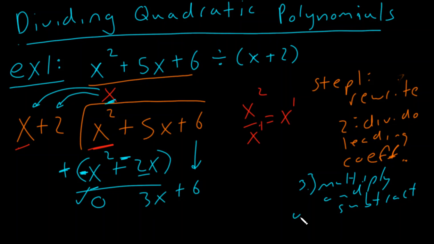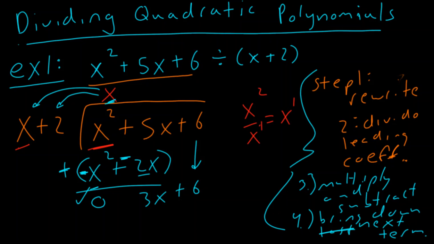Okay, so for step 4, we will bring down our next term, and then these 4 steps that we just did, we repeat. So we take our leading term, that's 3x, and the leading term x, and we do 3x divided by x. Here we know that our x's cancel, and we're left with 3. So I write plus 3 since it's positive, and let's repeat the process.